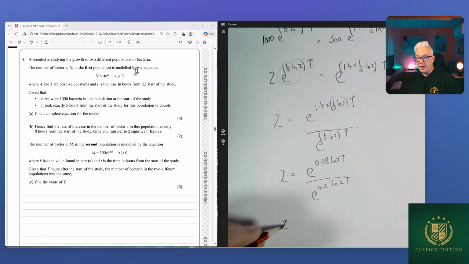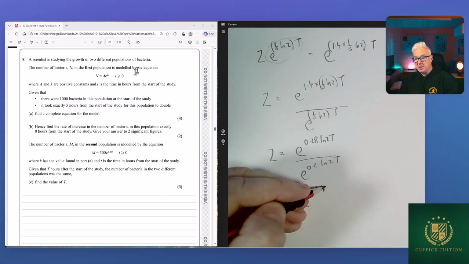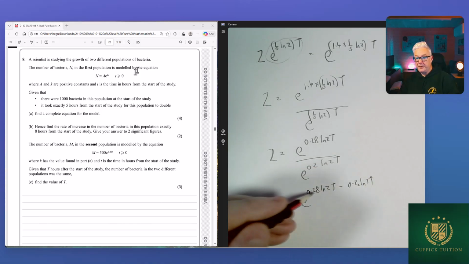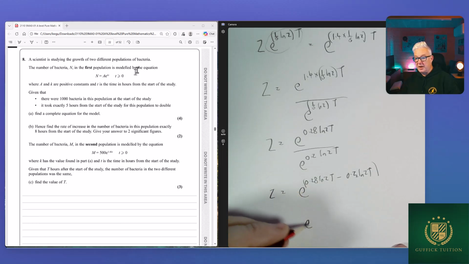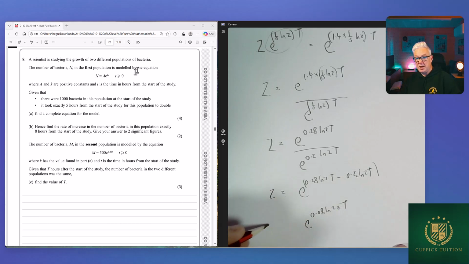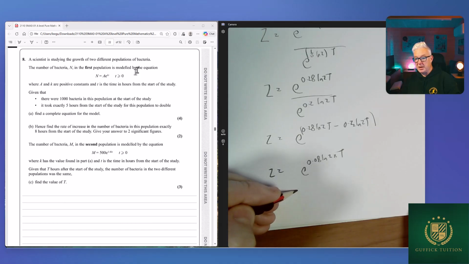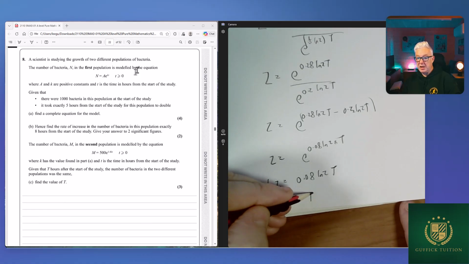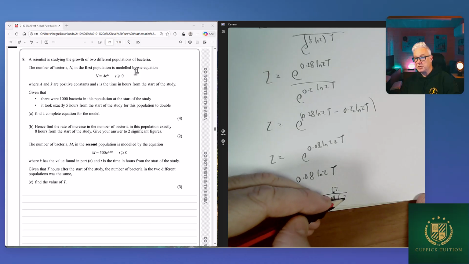Now, because these two are divided, these powers are going to be subtracted from each other. So that's going to be e to the 0.28 ln2t minus 0.2 ln2t. And then when you take those away from each other, you end up with 0.08. So you have e to the power of 0.08 ln2 times t is equal to 2. Now we take natural logs of both sides, so ln2 is going to equal 0.08 ln2t. So therefore t is going to equal ln2 divided by 0.08 ln2.